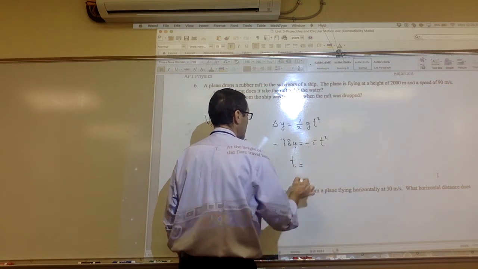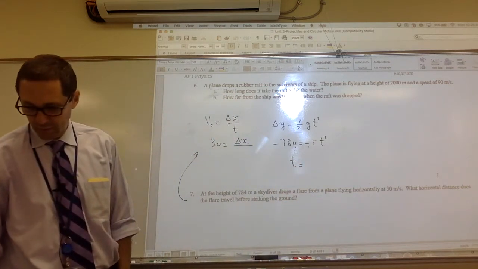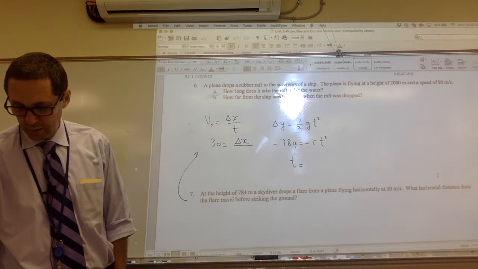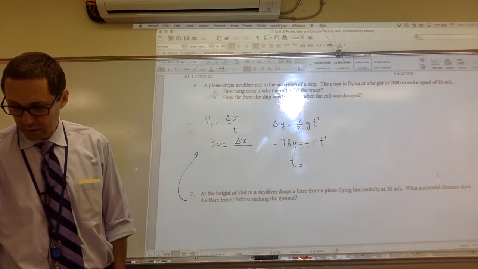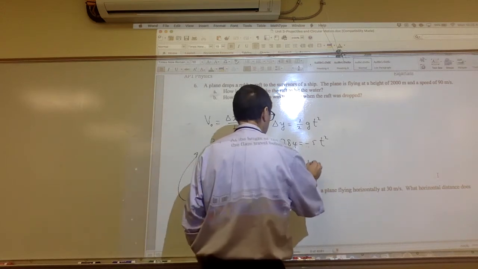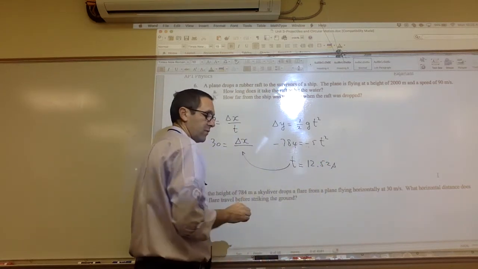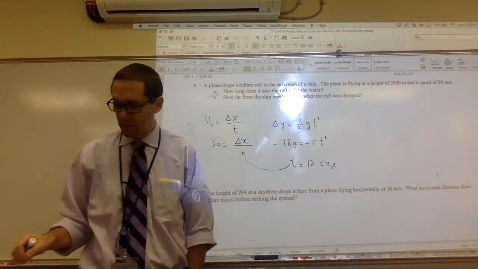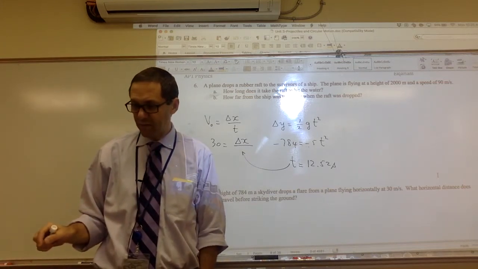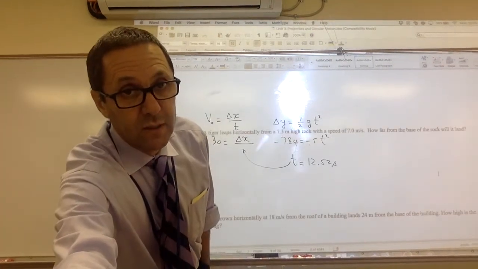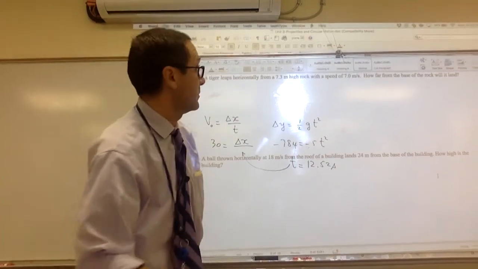You get t equals 12.52 seconds. You put that in here, and you can find a delta x equals 375.66. All right, let's go to number 8.